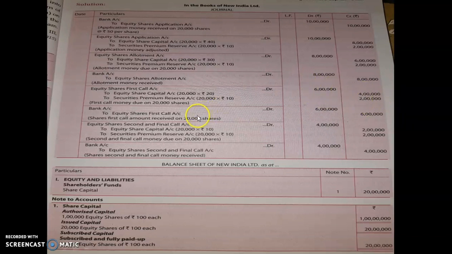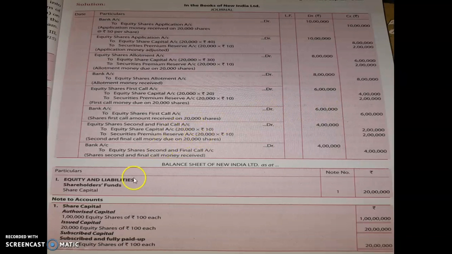Next, you have received the amount of first call money, so the entry will be bank account debited to equity share first call account, that is 6 lakh. This money of 6 lakh you have received, that you will show over here.